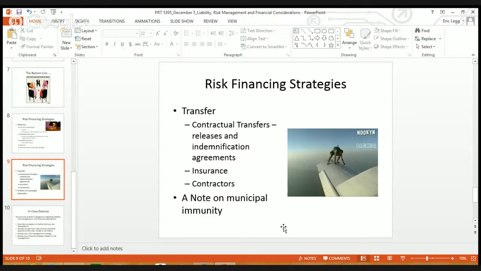There are laws in place related to municipal immunity. Again, we're not going to go into the details here, but just so you know, if you're working for a government agency, you do have some immunity protections that are legally built in. So that's financial management and liability in a super quick nutshell.